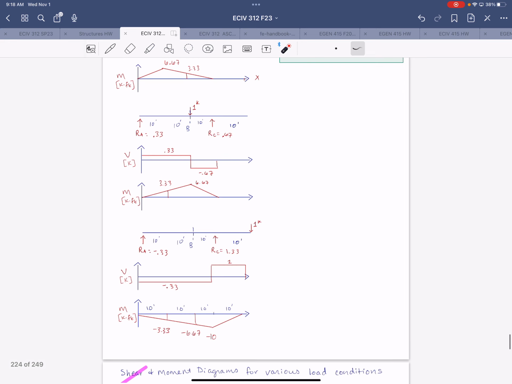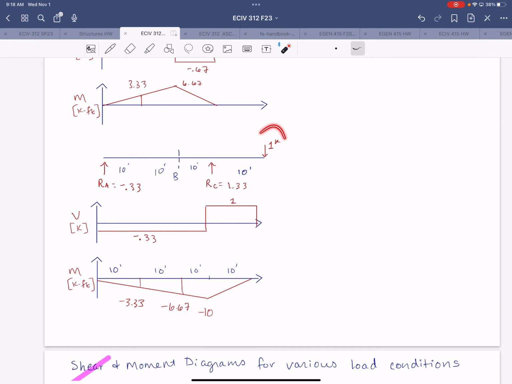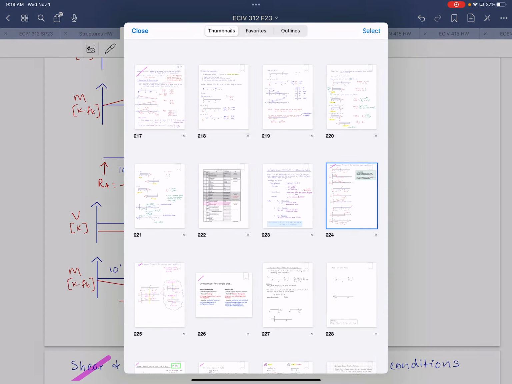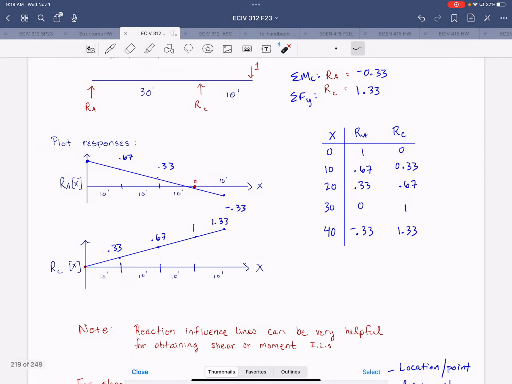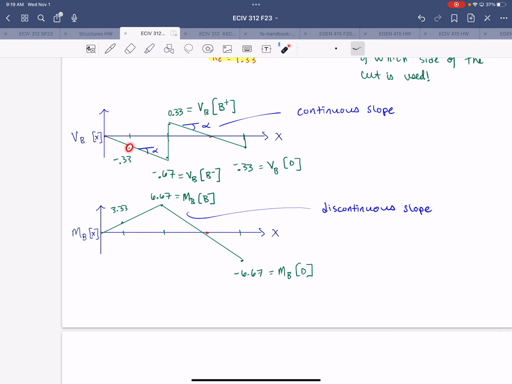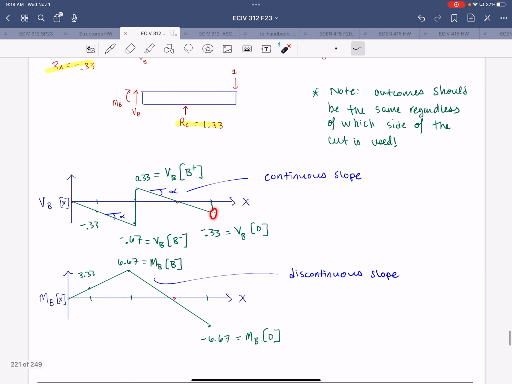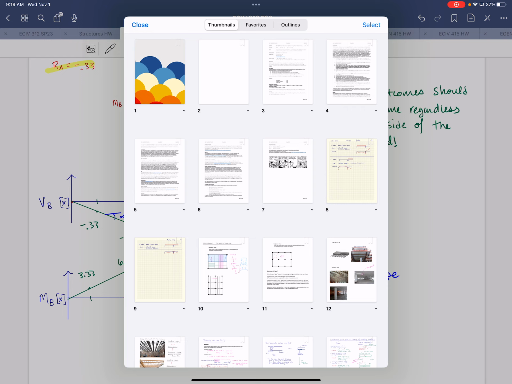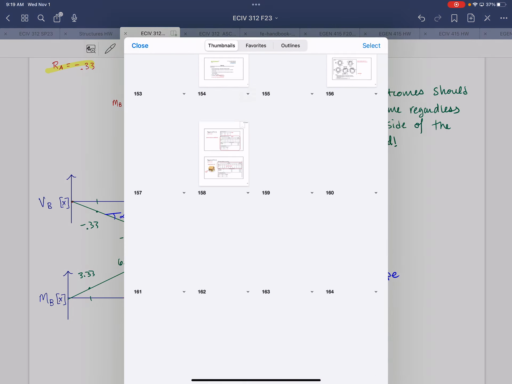Let's skip ahead then to when the unit load is at the free end. What is the shear at B? Minus 0.33, right, also minus 0.33. And that's also consistent with what we found, right? So when we plotted those, we got negative 0.33 when the unit load is at 10. We also had negative 0.33 when the unit load was at the free end.